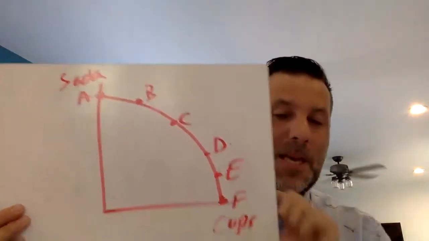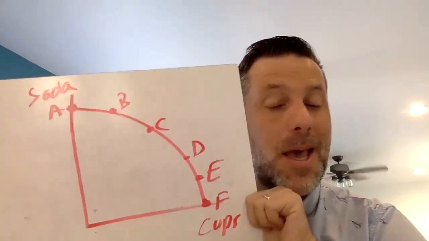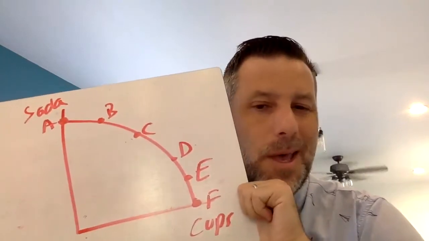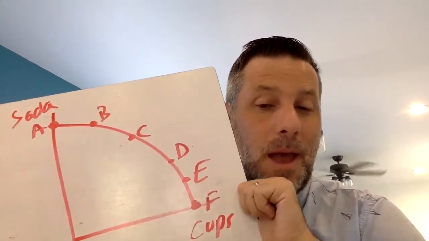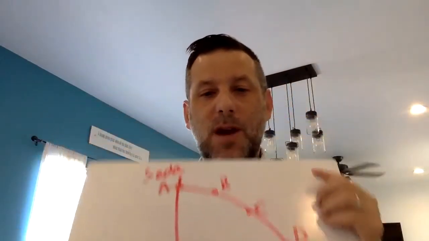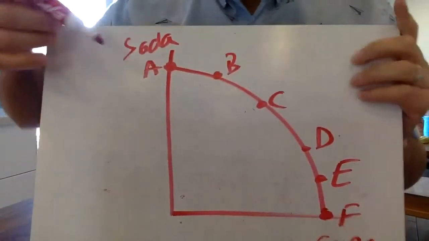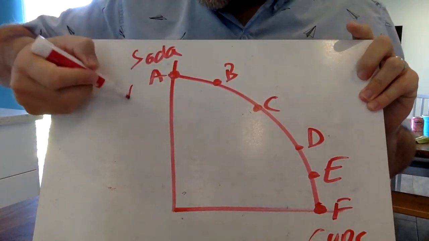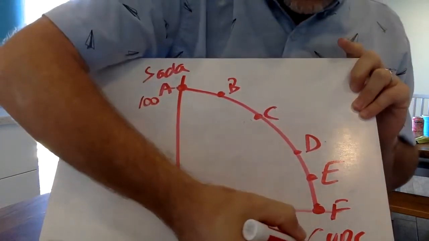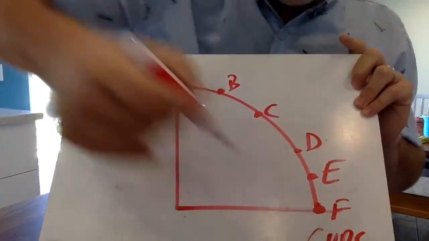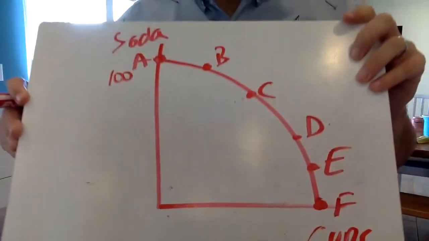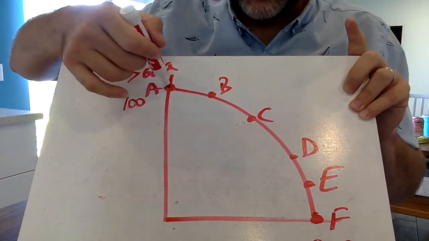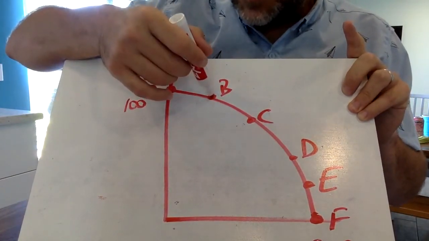So I've got my PPC here for soda and for cups, and there are other unit 1 concepts built into this model. So for instance, scarcity, right? How do we see scarcity on this graph? Well, what this graph shows us is, let's say this is 100 liters of soda, and down here at the extreme is 1,000 cups, right? So as we look at this graph right here, this is saying I can get 100 liters of soda if I want. I can get a little bit less.